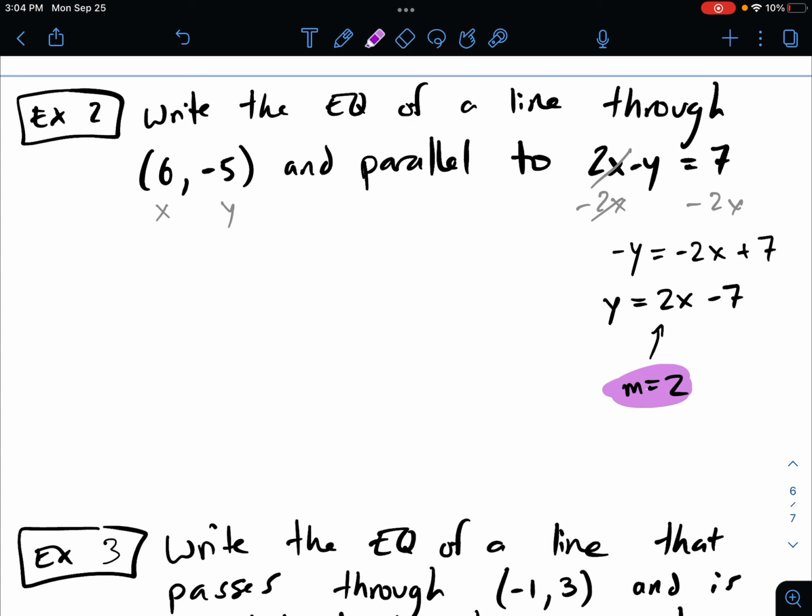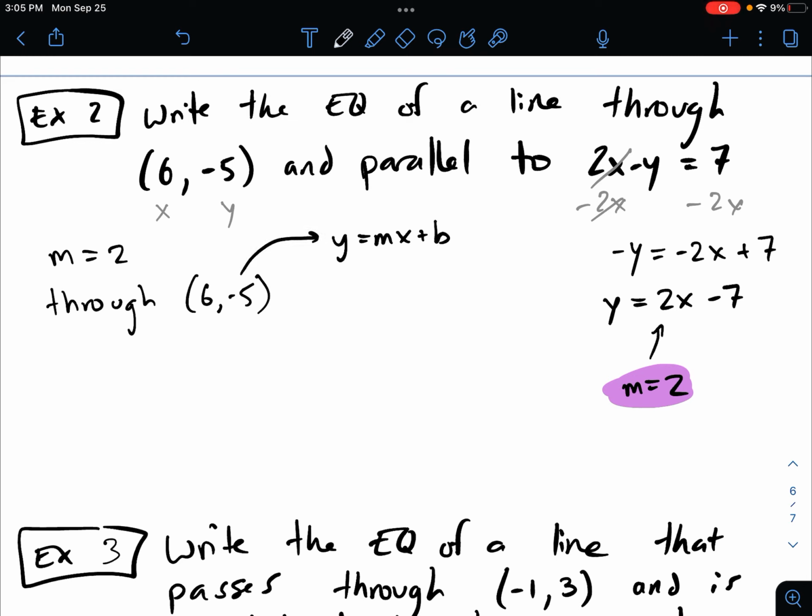All right, so slope of 2, that's what we're looking to use. We know that this parallel line that goes through the point (6, -5) has to also have a slope of 2. All right, so slope is 2, and it has to go through (6, -5). That's what I'm looking to do. Now I know that in my form y equals mx plus b, the y value is -5, the x value is 6, and the value of m is 2. So I'm going to do some substitution. m is 2, x is 6. We don't know the value of the y-intercept yet, so plus b.